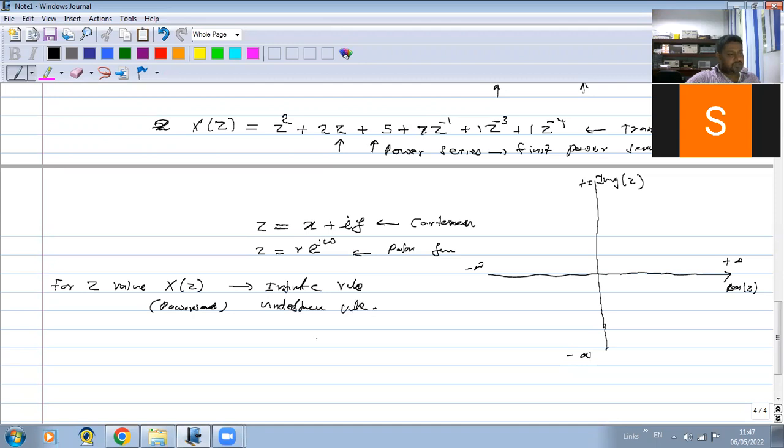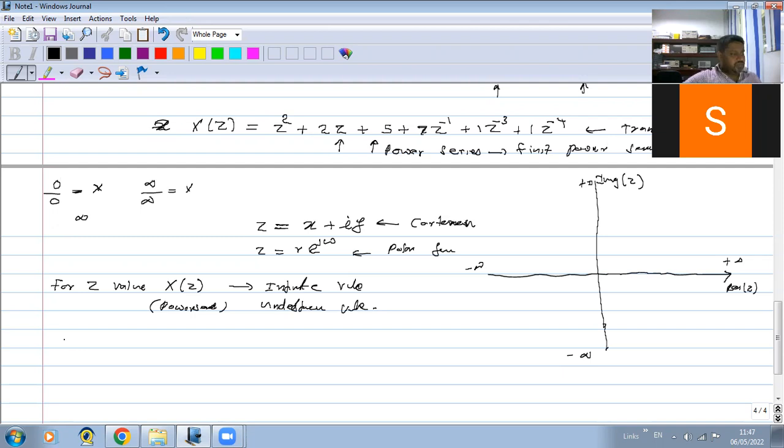Undefined value. Most probably it will be an infinite value, and sometimes we also get an undefined value. Undefined value means, you know, 0 by 0 is not defined. We can't define this kind of value, and infinity by infinity is also not defined in maths. So these are undefined values. Sometimes we get an undefined value, or sometimes we get an infinite value. Infinite value means the value we get is infinite.